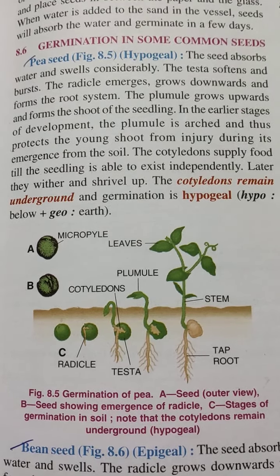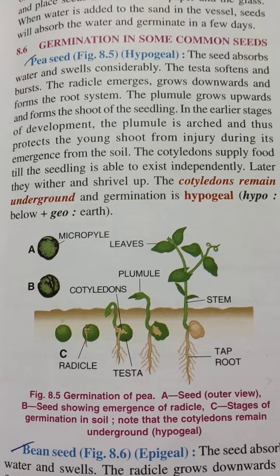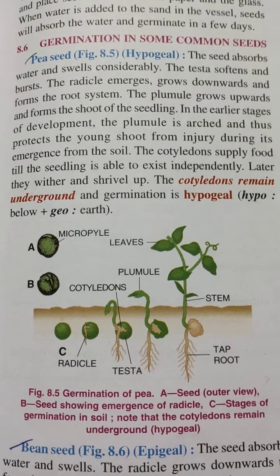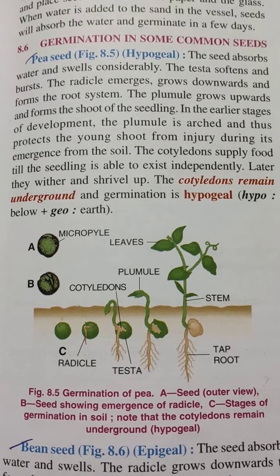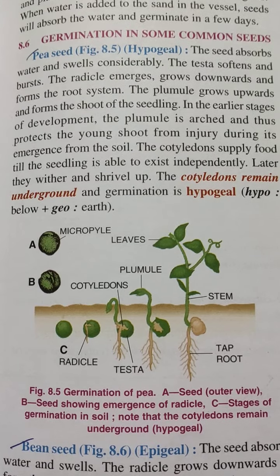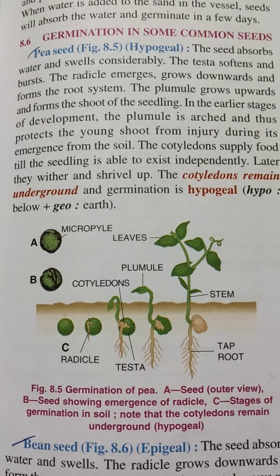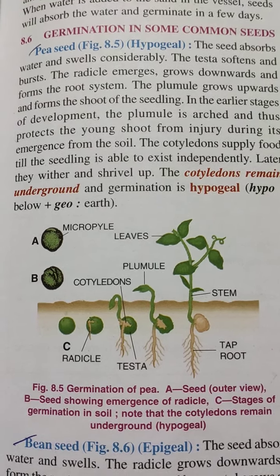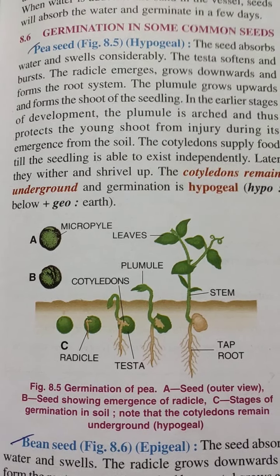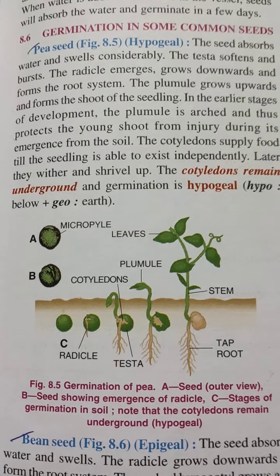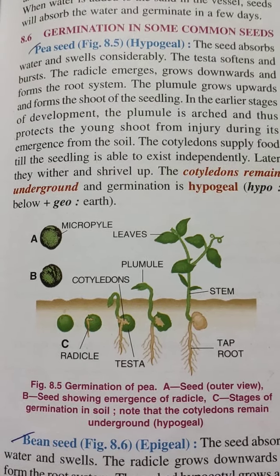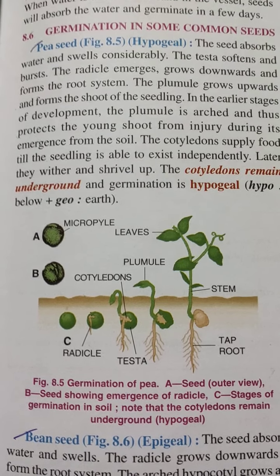The radicle emerges, grows downwards and forms the root system. The plumule grows upwards and forms the shoot of the seedling. In the earlier stages of development, the plumule is arched and thus protects the young shoot from injury. The cotyledons supply food till the seedling is able to exist independently. Later they wither and shrivel up. That means they are destroyed, they degenerate. The cotyledons remain underground and the germination is hypogeal.